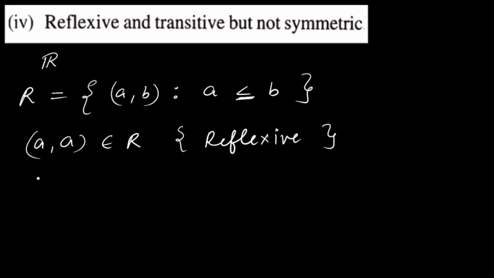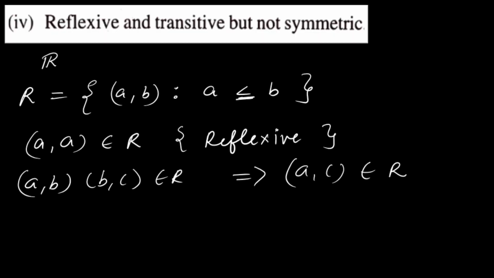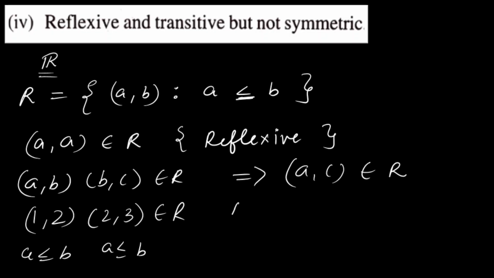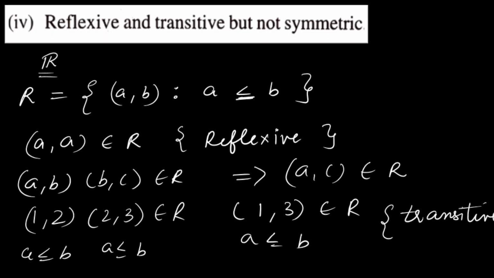Then transitive. With the help of an example, we can see for transitive, we know if (a, b) and (b, c) belong to R, we should have (a, c) also belonging to R. Any example you can take from the set of real numbers. I am just taking one simple example: if (1, 2) and (2, 3) belong to R, because these satisfy the condition a is less than or equal to b, then (a, c), that is (1, 3), will also belong to R because it also satisfies this condition. So we can see this relation is transitive also.